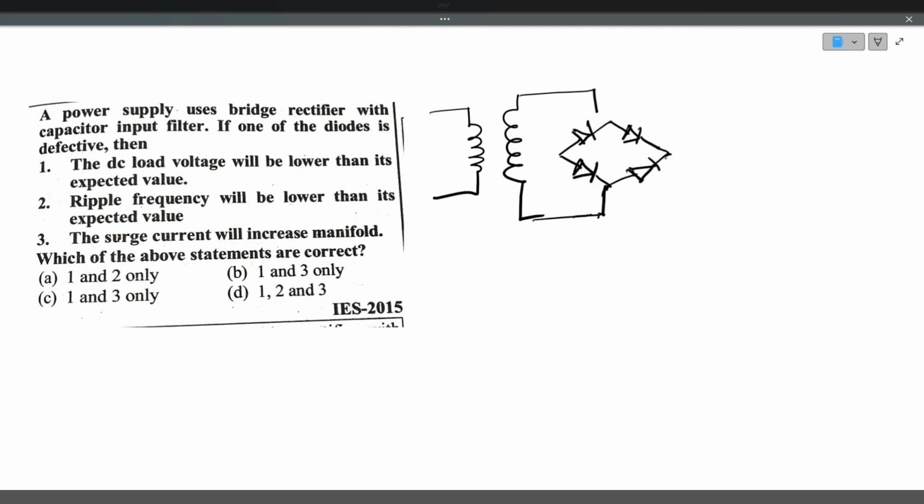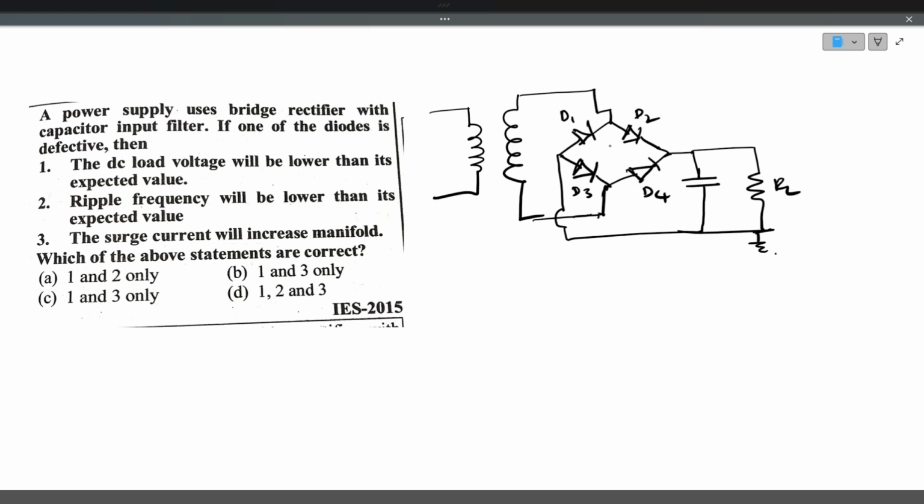Okay. Here the load resistance is connected. But here, instead of load resistance, he's giving a capacitor filter and then taking the load across the capacitor. This is RL. Now what he's saying is this is D1, D2, D3, and D4. If any one of the diodes fails, what happens?